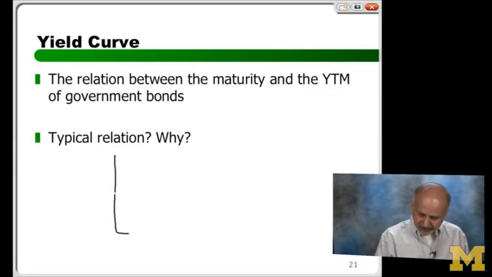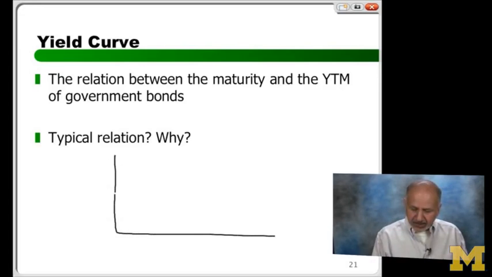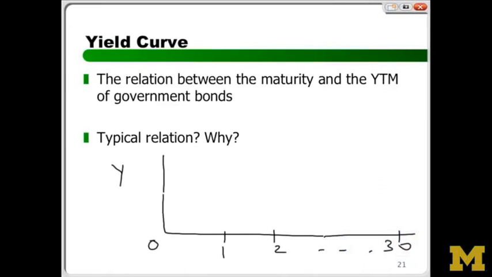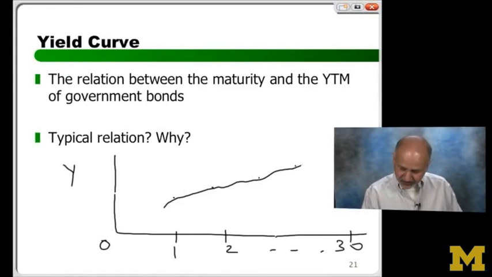So drawing a graph, if this is 0, right, and this is yield, and suppose this is 1 year, this is 2 years, this is 30 years. And the reason I'm doing 30 is, believe it or not, you can buy a bond that promises to pay you $100 30 years from now, and it is traded, and it has a price, you know. So that's why I kind of find it really cool. So the typical relationship is something like this. It tends to go up.